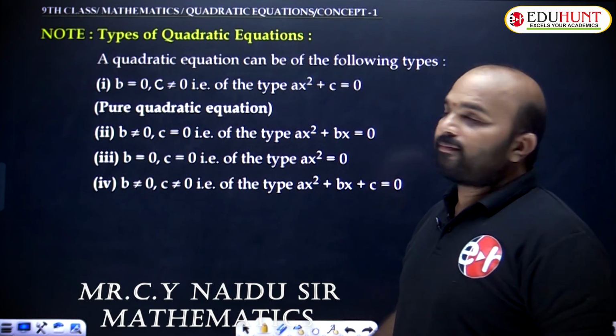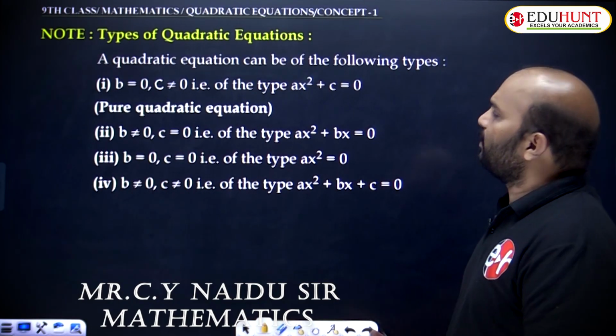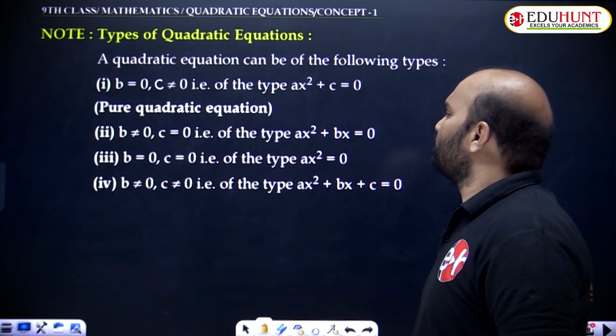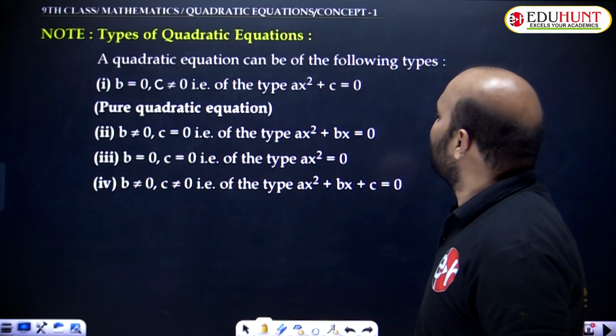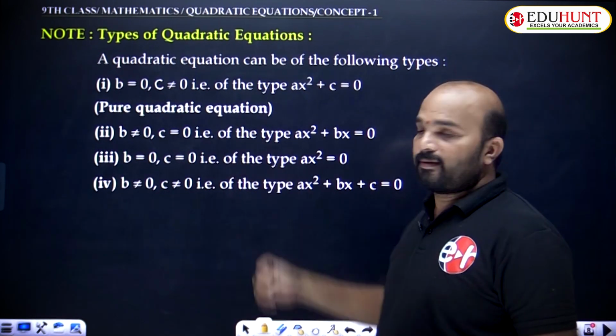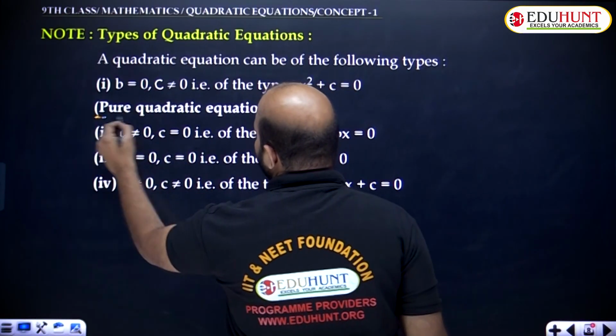Have a look at a note, the types of quadratic equation. A quadratic equation can be of the following types. First one: b equal to 0, c not equal to 0. That is of the type ax square plus c equal to 0. It is also called a pure quadratic equation. This is a very important note.